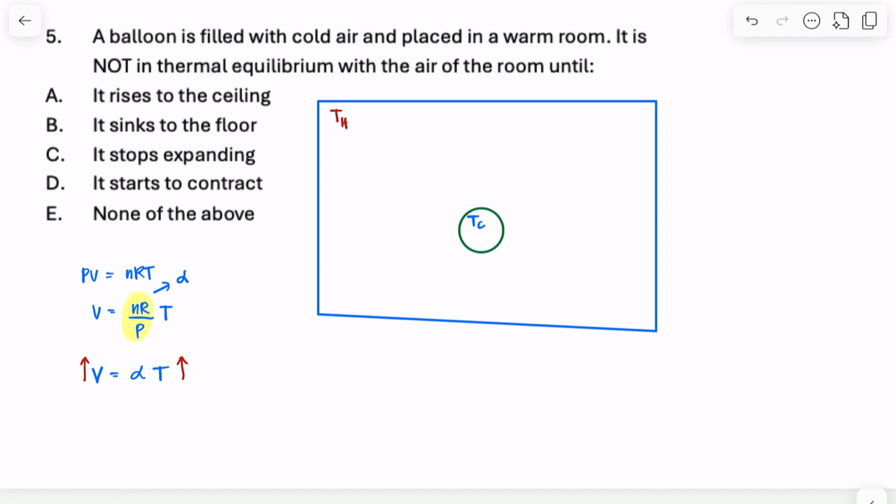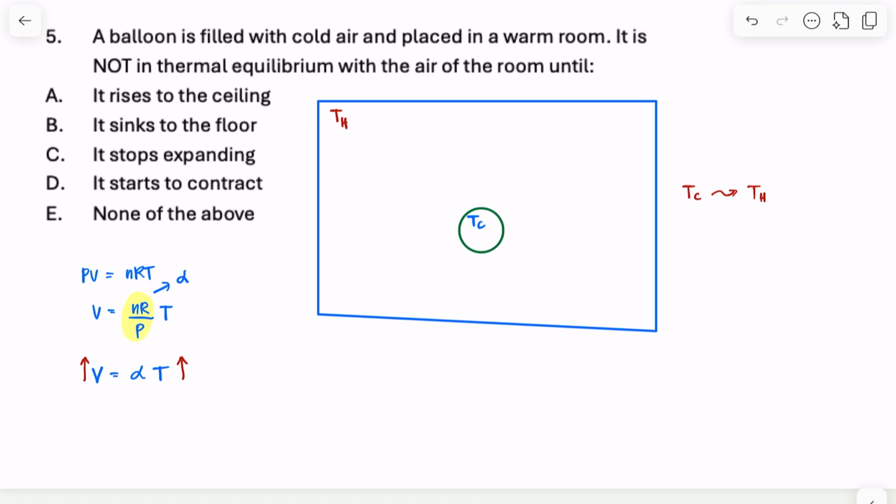Now notice that in order for the balloon to be in thermal equilibrium with the warm room, the surrounding air, this is telling us that T sub C at some point must approach T sub H for it to be in thermal equilibrium. So that means to say now we have to change the temperature to higher values in order for it to be in thermal equilibrium with the room.